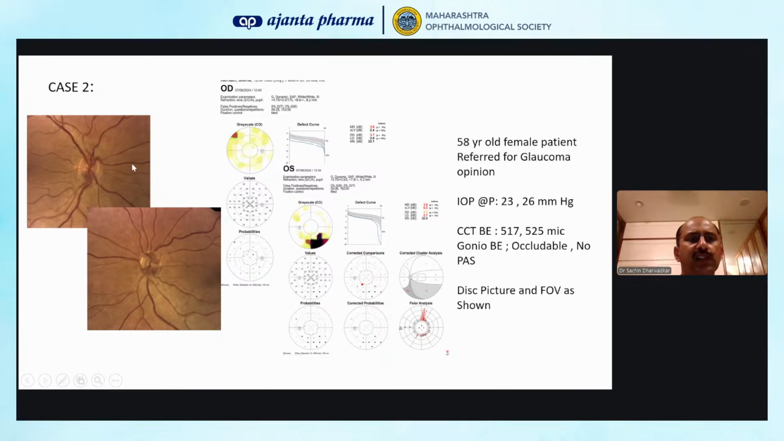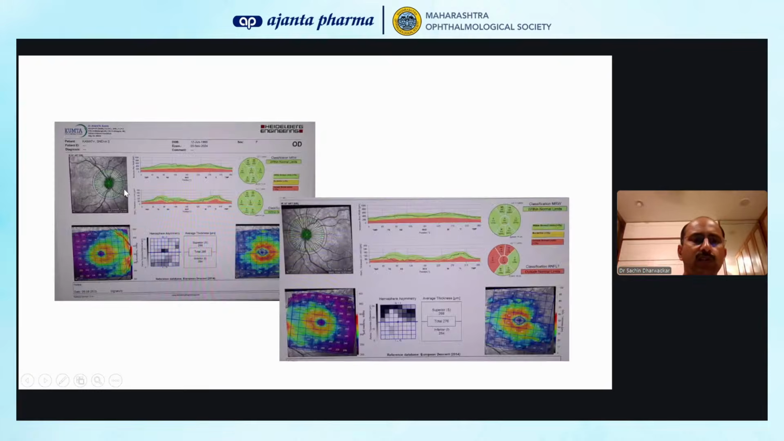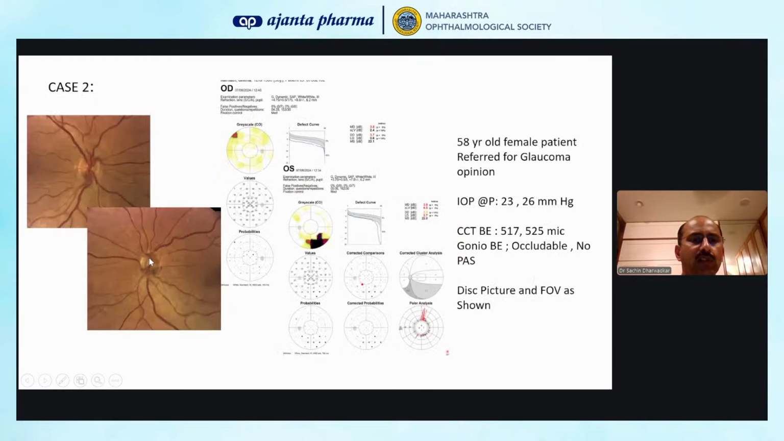Here you can see the cup to disc ratio of this particular patient, you can make out hardly anything. It's just around 0.1 to 0.2. But the patient was a 58-year-old female, and at presentation she had IOP in the mid 20s, and she had an occludable angle on gonioscopy. On perimetry, you could see this kind of an inferior arcuate defect. Now the point is the defect was reproducible and it was fitting all the Anderson's criteria.